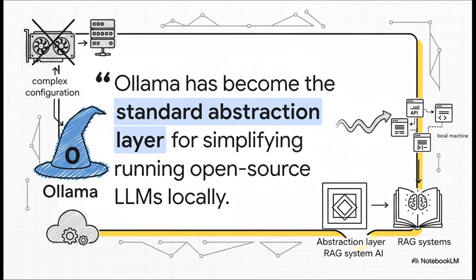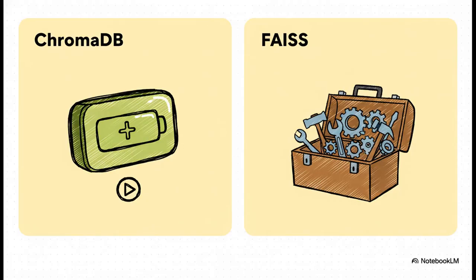Now, thankfully, you don't need a PhD in GPU programming to do this. There's this amazing tool called Ollama, and it's basically become the go-to for running models locally and for good reason. It just handles all that nasty, complex setup for you, giving you access to the AI through a simple, clean API. Okay, next up, you need somewhere to store that meaning map we talked about.